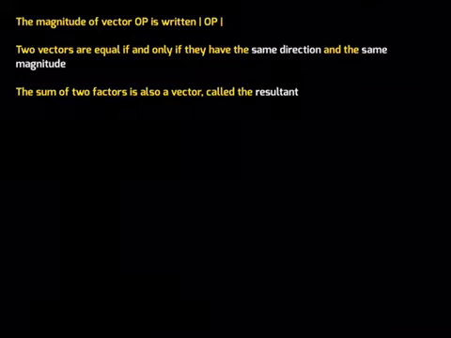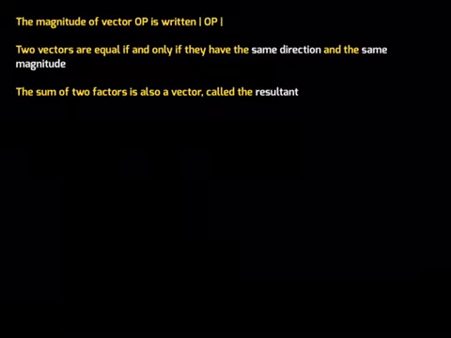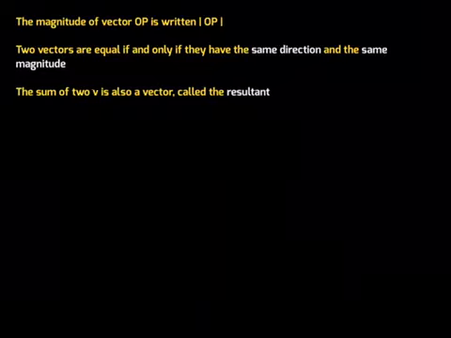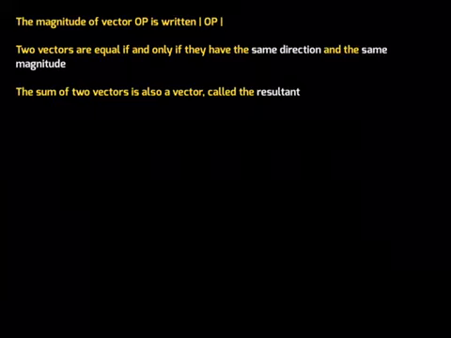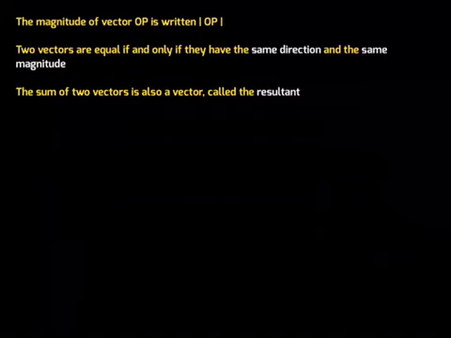Another thing that's really important for our work today is the sum of two vectors. This word right here should be vectors, not factors. We'll change that for us. The sum of two vectors is also a vector called the resultant. Okay, that's an important vocabulary word for us. Resultant is the sum of two vectors.